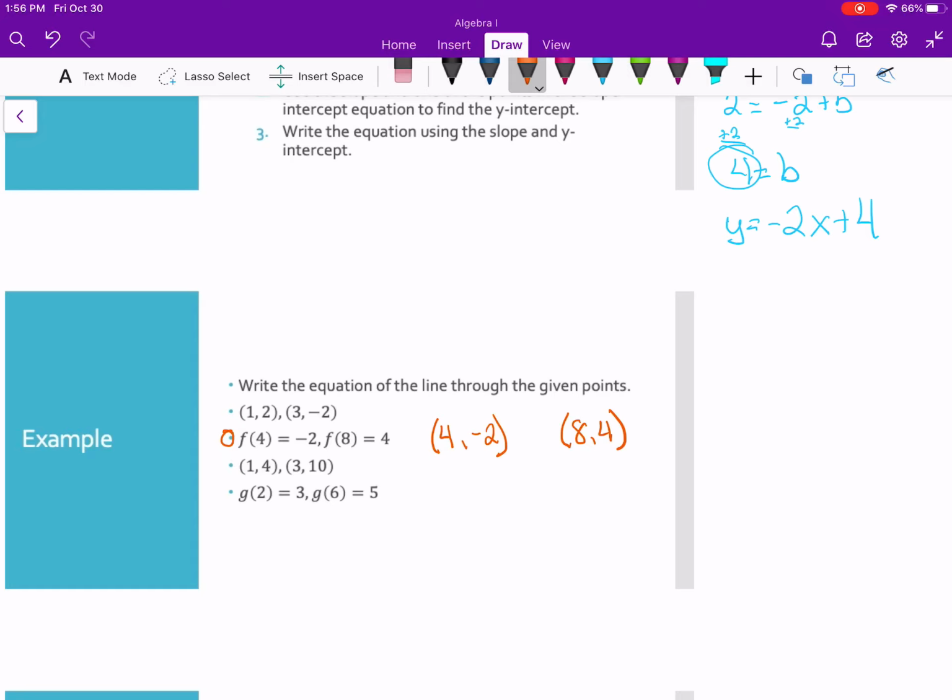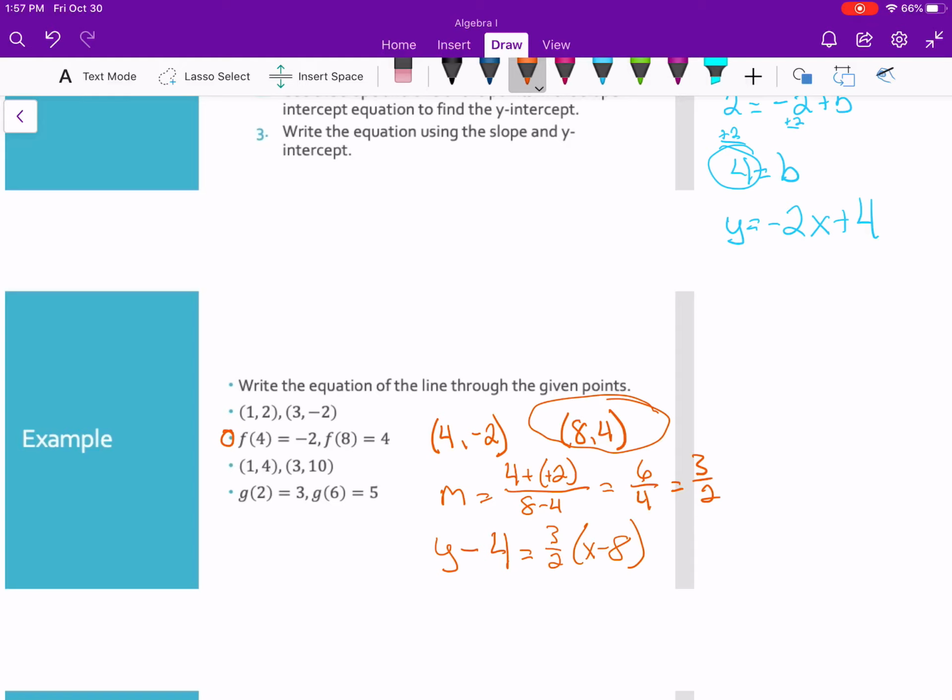So I'm going to do it the point slope way. The first thing I need to do is find the slope. So 4 minus -2 over 8 minus 4. Minus negative is adding a positive, so we have 6 over 4, which is equal to 3 over 2. I'm going to pick this point, just because I want to, and I'm going to write my equation. y minus 4 equals 3 over 2 times x minus 8. And that's it.